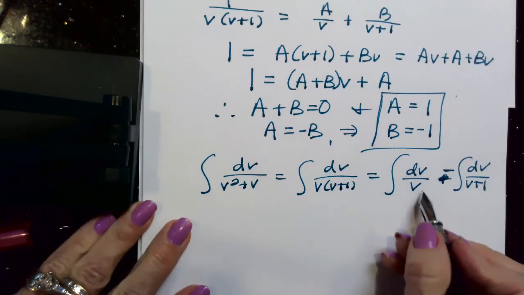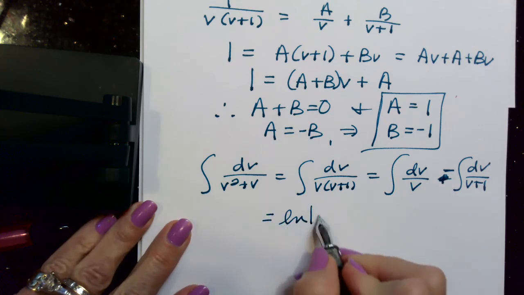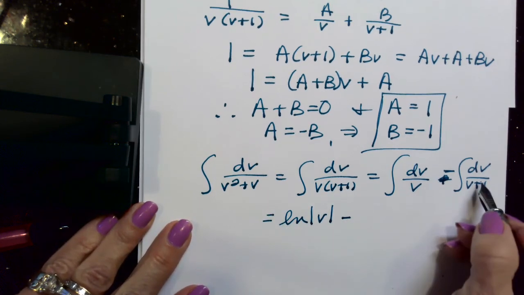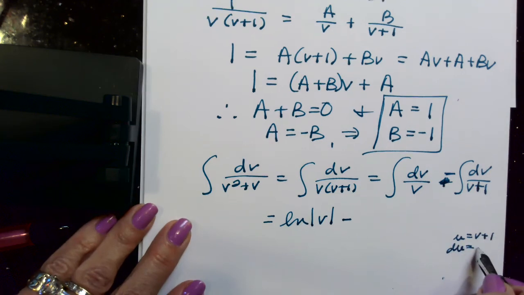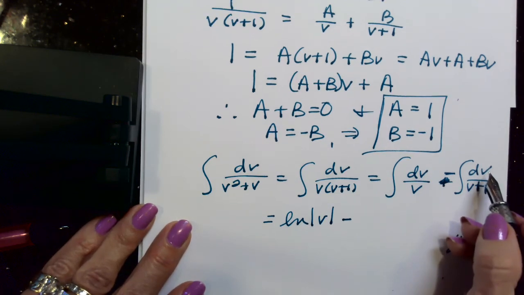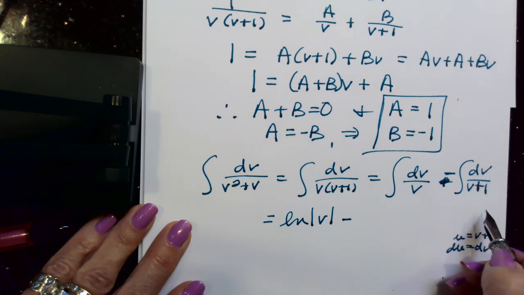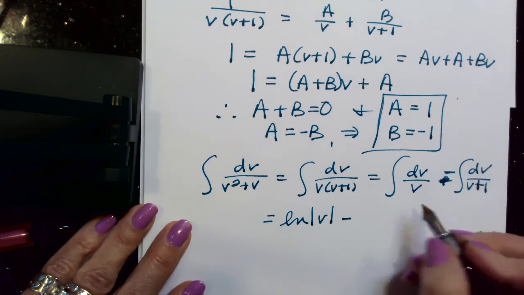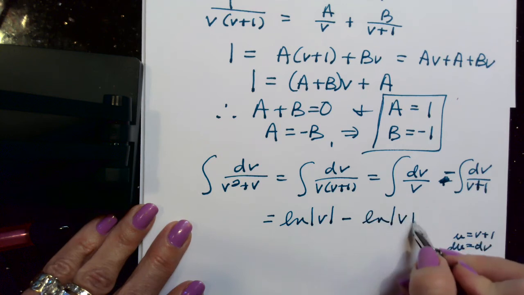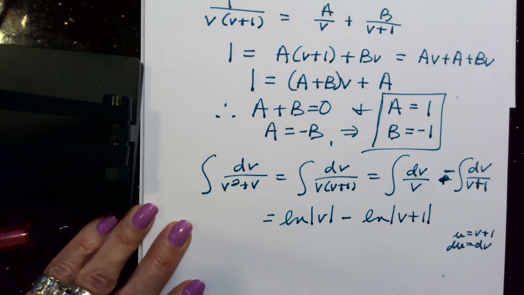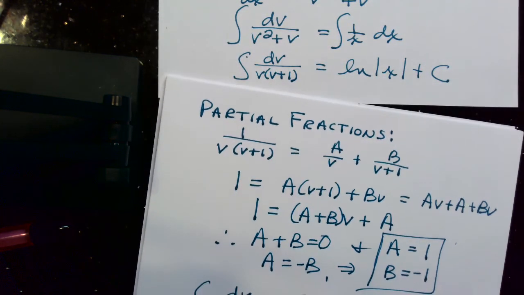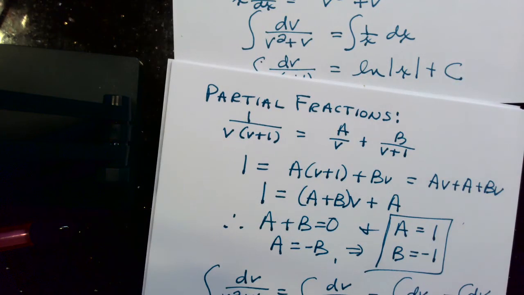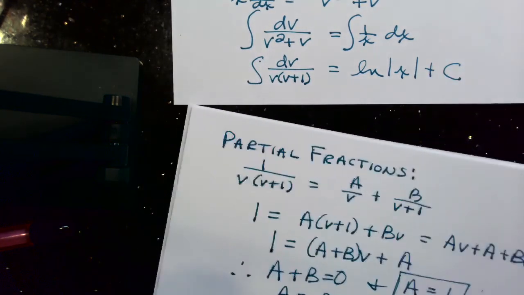All right, and now this one's easy to integrate. This is ln absolute value of v. And how about this one? This is a simple substitution you think through. Let u be v plus 1, then du is dv. So this is the integral of du over u, which integrates to ln absolute value of u. But u was v plus 1. Okay, we don't need a plus c because we're going to put it back into this other side with this plus c, so we'll be okay. Technically, you need the plus c here, but later on, we're going to lump the constants together.